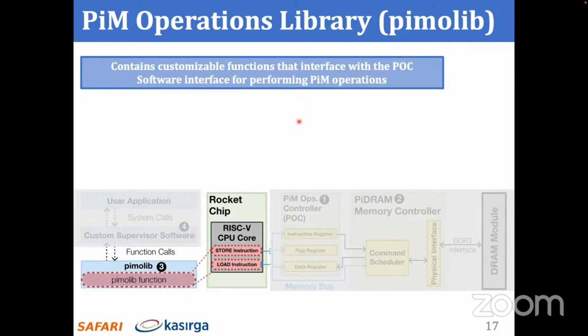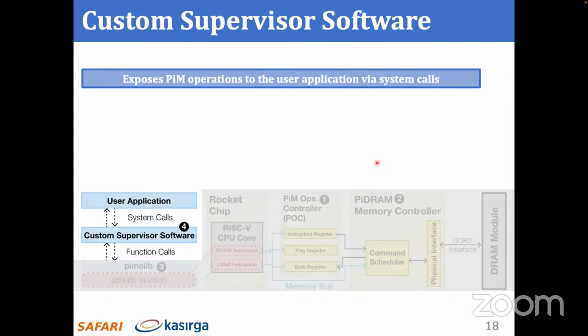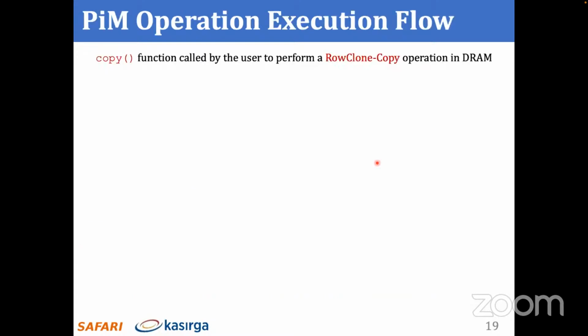On the software side, the PIM operations library contains customizable functions that interface with the PIM operations controller. It provides the software interface for performing these operations to the user via the custom supervisor software. To do so, it executes load and store requests and communicates with the PIM operations controller here. And finally, the custom supervisor software exposes these operations to the users, and it also implements the necessary operating system primitives to allow implementation of new processing in DRAM techniques, for example, the memory management subsystem.